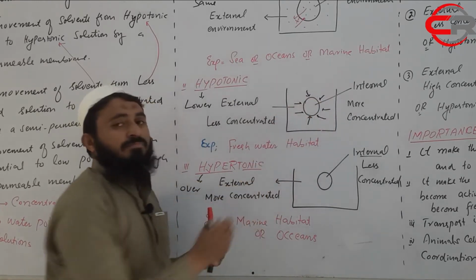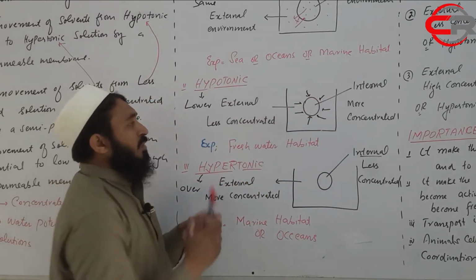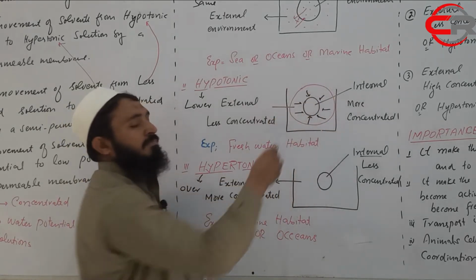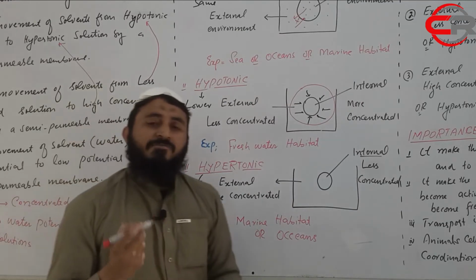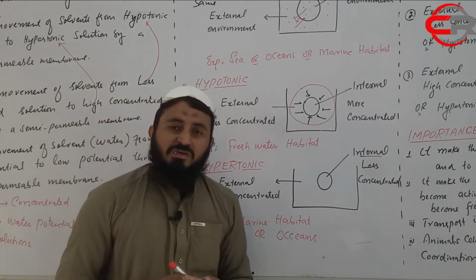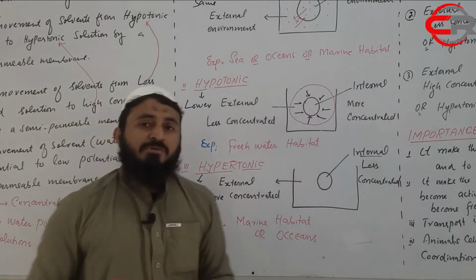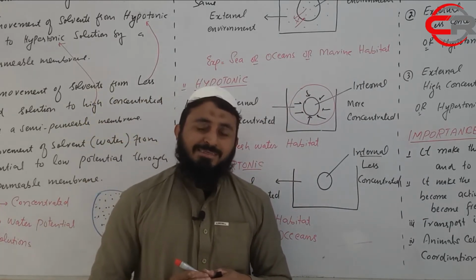this body. What will happen? It will swell up. So the process of turgidity came. It will be turgid, it will swell up. Therefore this turgidity is much more important for the organisms that live inside the marine habitat.